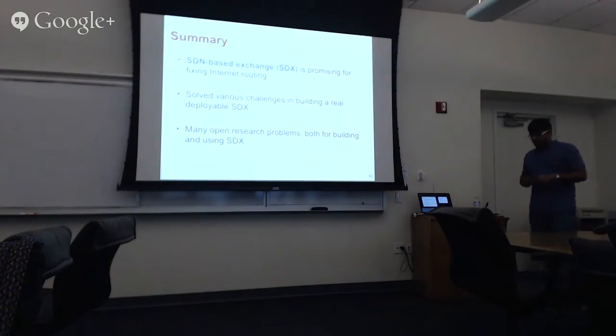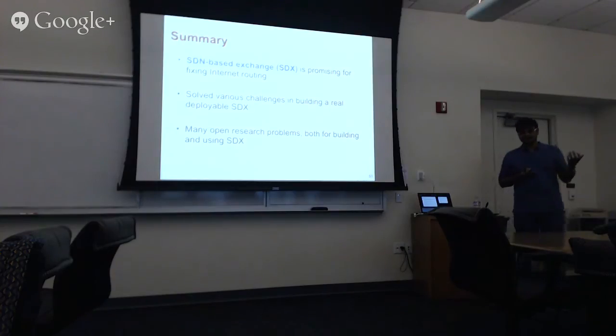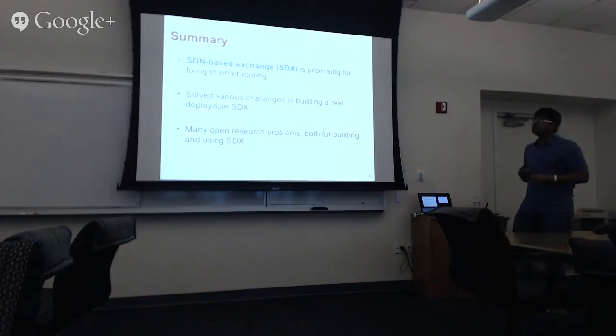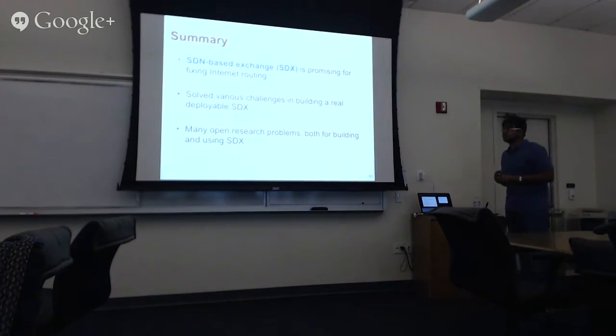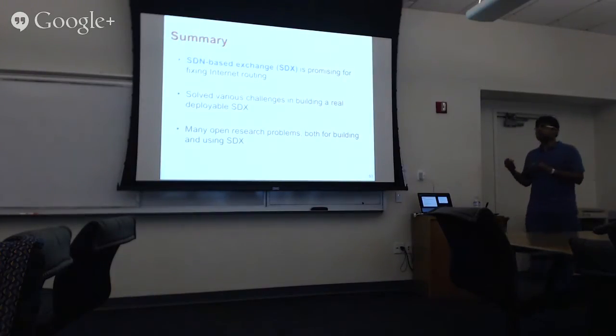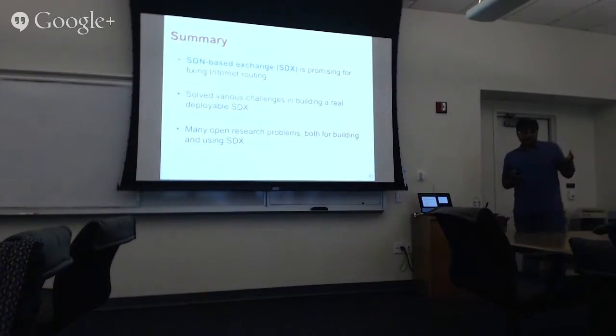What we started with was that inter-domain routing is not in sync with the inter-domain ecosystem, so we should come up with solutions, and we came up with a solution that is an SDN-based exchange point. It is promising for fixing some of the internet routing problems. We realized that building an SDX is not just about putting SDN switches at the exchange point. It has various research challenges.